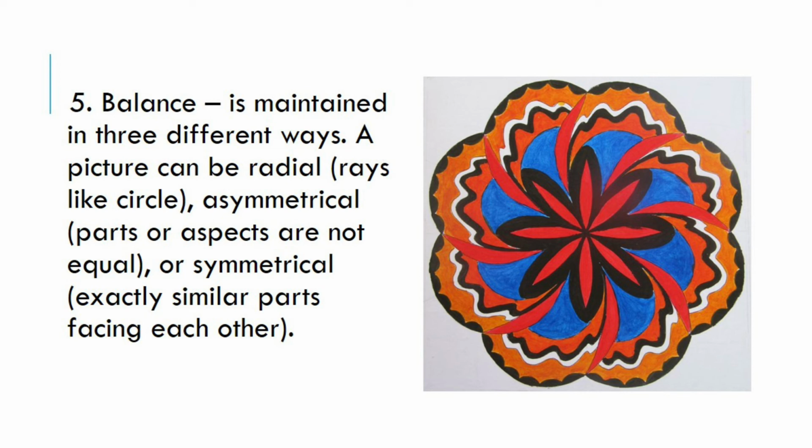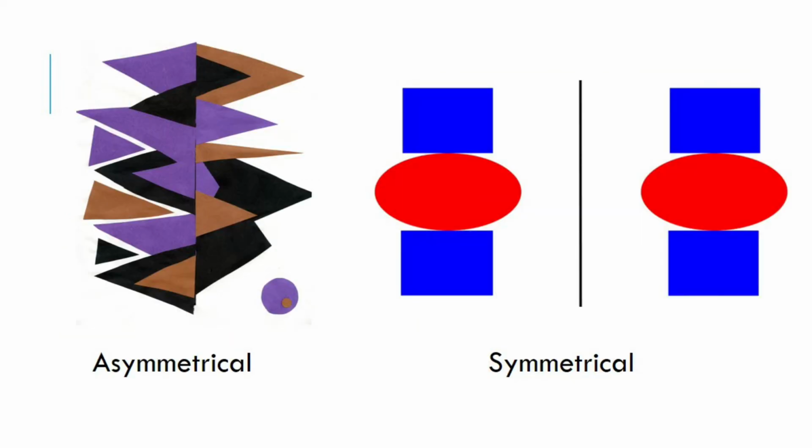Here is an example of radial. As you can see, it is like a circle. Next is the asymmetrical. Again, when we say asymmetrical, hindi po siya magkapareho with the both sides. But the symmetrical is equally the same.